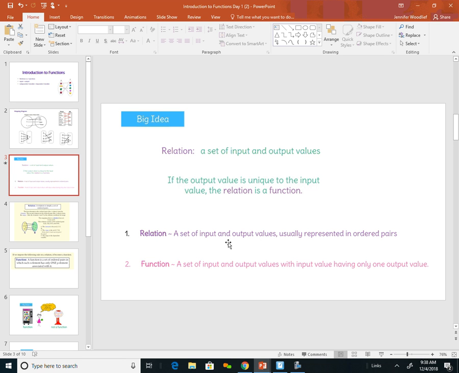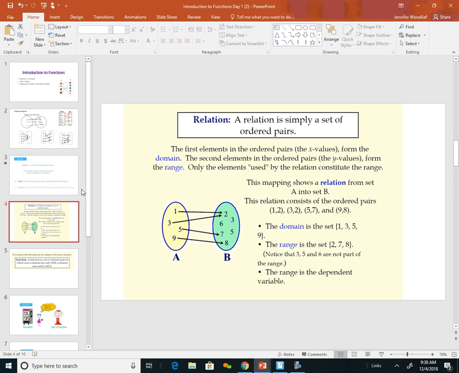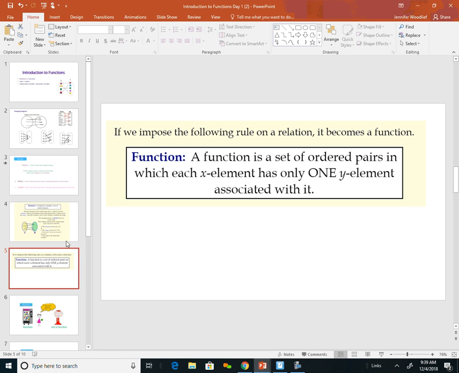So a relation is a set of input and output values, usually represented in ordered pairs. A function is a set of input and output values where the input value has only one output value. This kind of breaks down again your relation with your domain and your range. Okay, so if you need to pause that and read over that, you can. So it's kind of a review. Here's your function. A function is a set of ordered pairs in which each x element, or your x value, has only one y value associated with it. Therefore, it's a function.